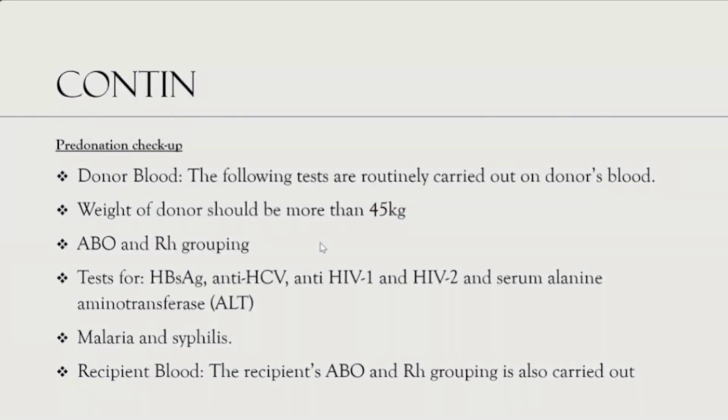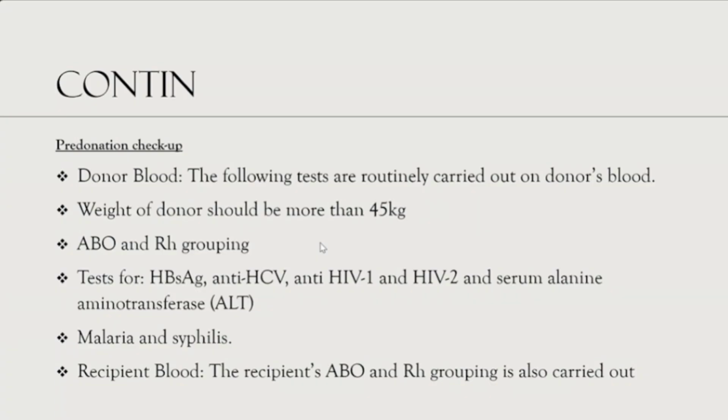Then we have a pre-donation checkup. Before you donate this blood, we have to do certain checkups. So on the donor blood, there are tests that are routinely carried out. We have to also ensure that the weight of the donor is in the normal, it should be more than 45 kilograms. Then we do the ABO and rhesus groupings.